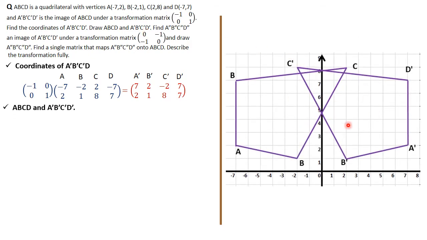And here it is. We have A, B, C, D. We have the image A prime, B prime, C prime, D prime, and I think not much else there. Then we are told to find the coordinates of the second image, which is a transformation of this particular one under the transformation matrix 0, -1, -1, 0.